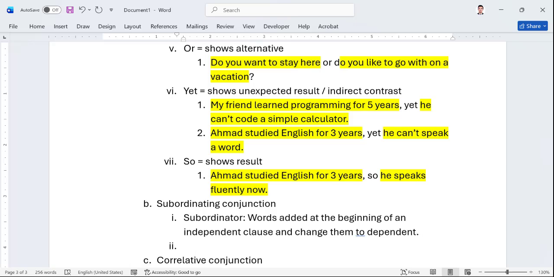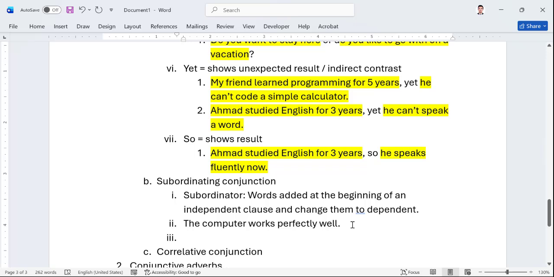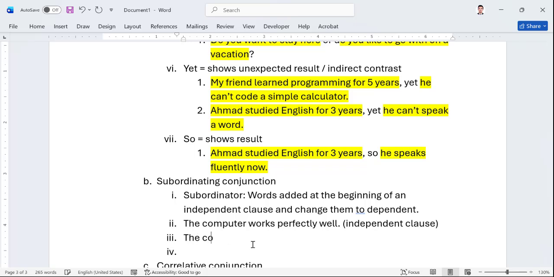Look, we may have a sentence: The computer works perfectly well. Isn't it complete? It gives a complete idea, right? So when it gives a complete idea, we call it an independent clause. But what happens if I have the same sentence, the computer works perfectly well, again, but this time I add another word? We may use the word, for example, because. And here we say, because the computer works perfectly well.